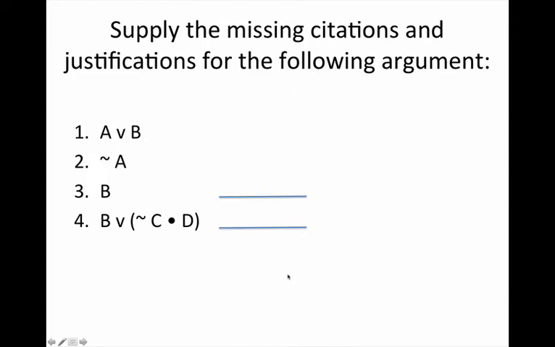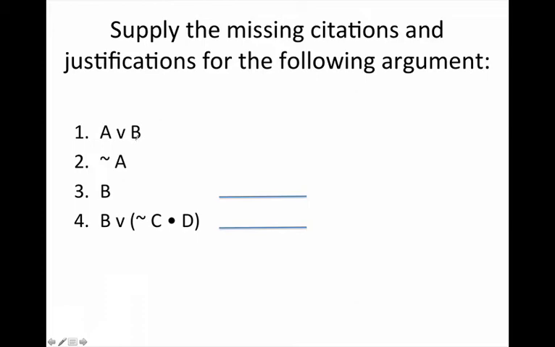All right, now let's take our rules and employ them in completing these arguments. So we're given the following argument: A or B, not A, therefore B or not C and D. So line 4 is the conclusion, and we need to do two things here. We need to cite and justify how the intermediate conclusion and the conclusion of the argument is derived.